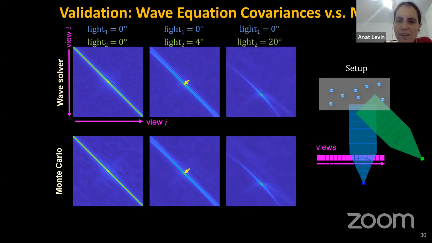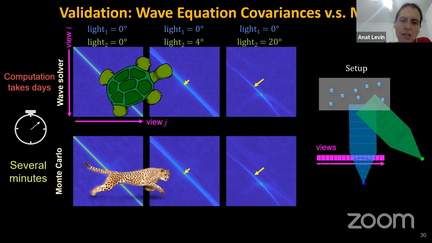And you can again see the structure of the covariance matrices, that you have a strong diagonal which is shifted. And we say that this shift is a memory effect, because the field from the green illumination and the field from the blue illumination are correlated, shifted versions of each other. Another thing that you can see is that the covariance from the Monte Carlo algorithm agrees very, very accurately with the one from the wave solver. The one from the Monte Carlo is slightly less noisy.